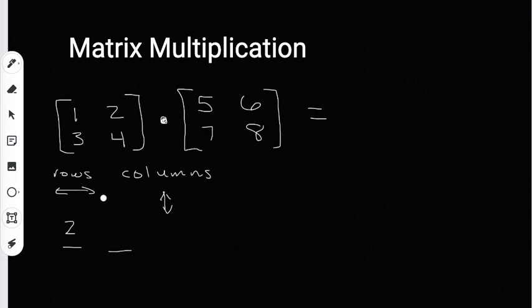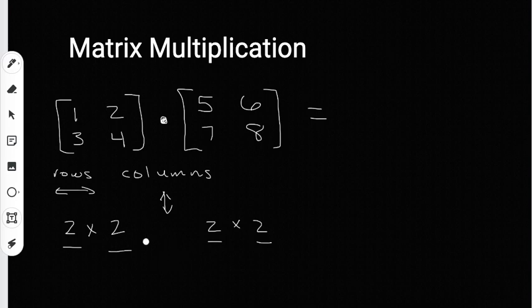But how many columns does it have? Well, it also has two columns, right? You see the 1, 3 right here, and the 2, 4 right here. So we call this a 2 by 2. And looking over here, this one is also a 2 by 2, since it has two rows and two columns.